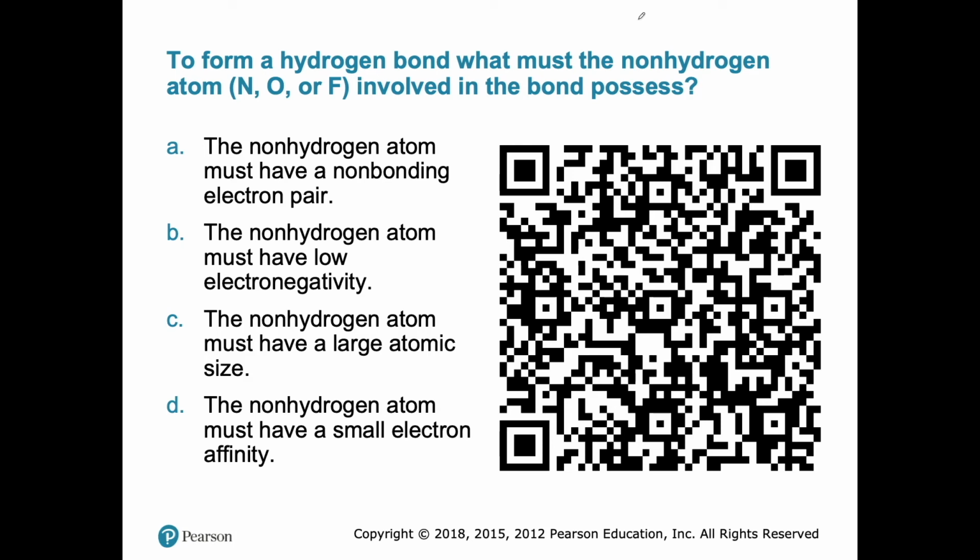All right. So this is one of the questions. This question literally is a question of the last slide I just talked about, right? To form a hydrogen bond, what must the non-hydrogen atom involved have in the bonding process? So the answers were, let me switch over. There we go. The answers were: the non-hydrogen atom must have a non-bonding electron pair. Hydrogen atom must have low electronegativity. Atomic number, size, all that stuff is wrong. The first one is correct, right?